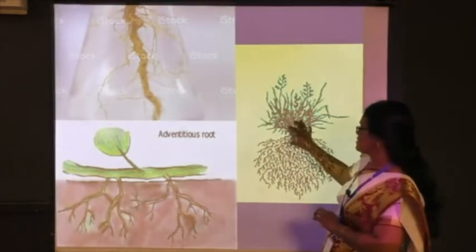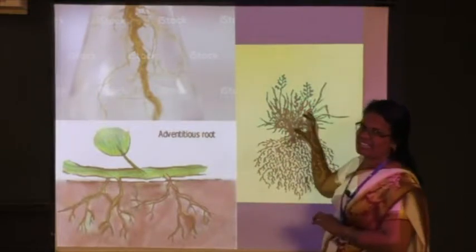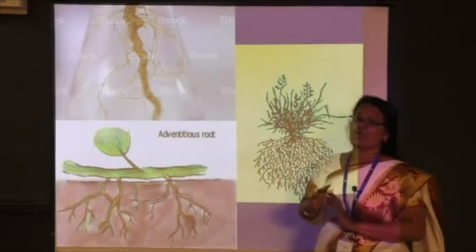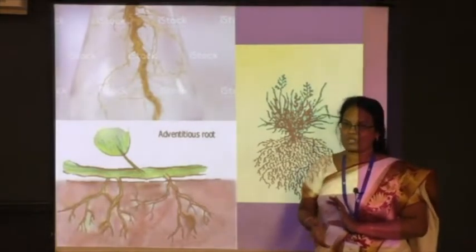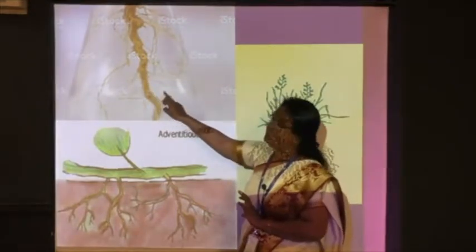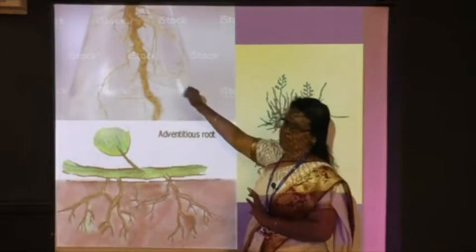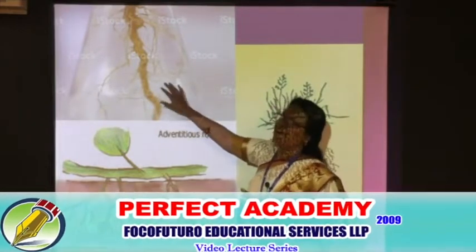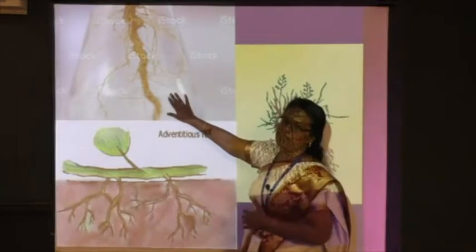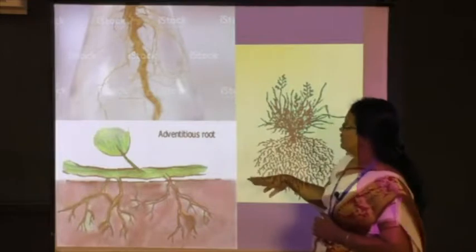Here a cluster of roots is present. Here there is no main root, only a cluster of roots is present. Actually the main root is replaced. The main root or primary root is short-lived, whereas here this is called a primary root or main root. The main root gives rise to secondary root, the secondary root gives rise to tertiary root. So this is taproot system, and a dicot plant is a characteristic example for taproot. Next, fibrous root, monocot plants.